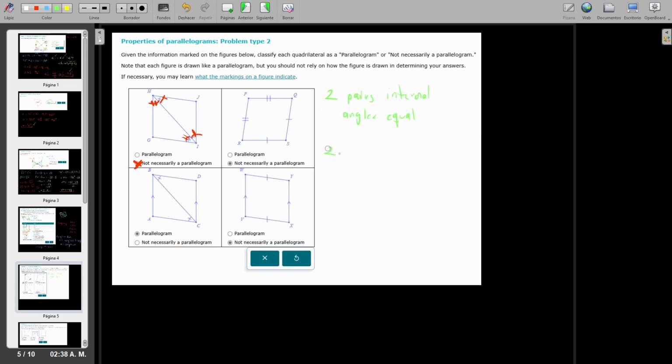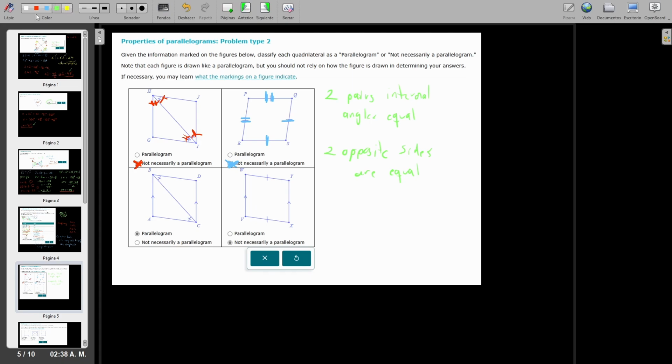Another condition is two opposite sides are equal. That's why these two are not parallelograms, because it will need this to be equal to this one, but they are not equal. They have two lines here and one line here, two lines here and one line here. So they are opposites, but they are not equal. So it is correct. They are not necessarily parallelograms. Okay?